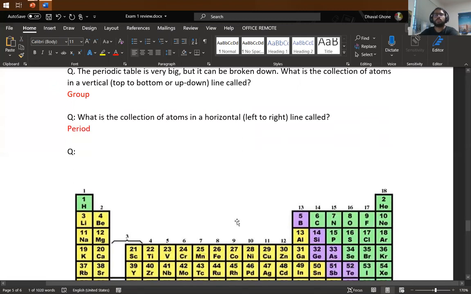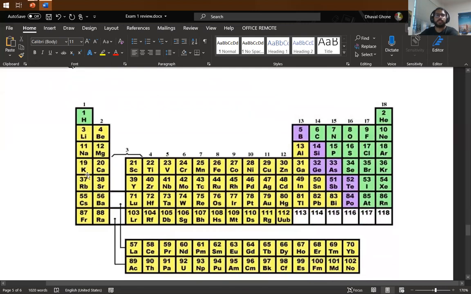Okay, so lithium, sodium, potassium, rubidium, all these guys are in one group. Beryllium, magnesium, calcium are all in one group. On the other hand, boron, carbon, nitrogen, oxygen are all in a period. Okay, lithium, beryllium, carbon, boron, all of these, right from number 3 to number 10, they're all in one period, and that's period number 2. Okay.